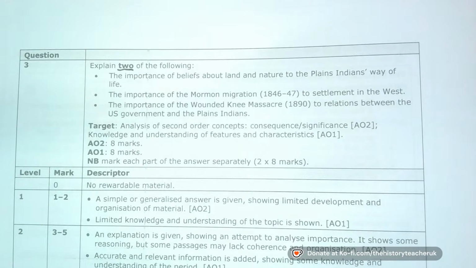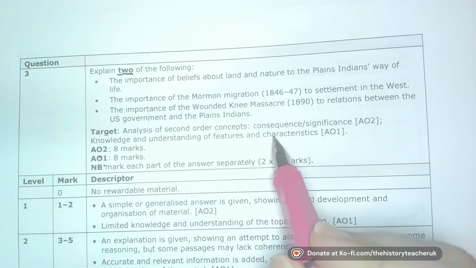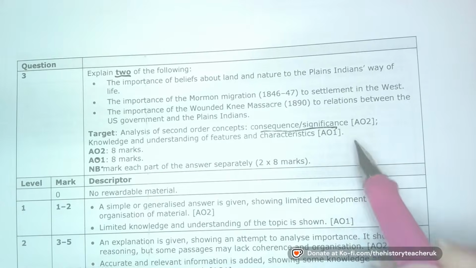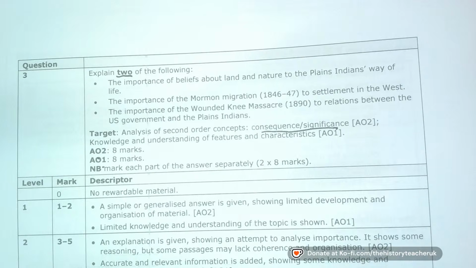Again, as usual, you get half the marks for AO2, half the marks for AO1. This is about consequence and significance. Significance and consequence are slightly different things. Consequence is the thing that happened as a direct result of something.